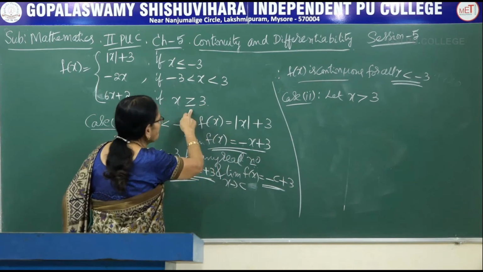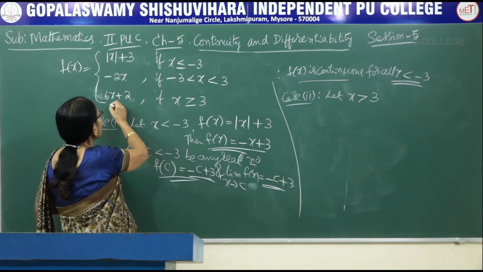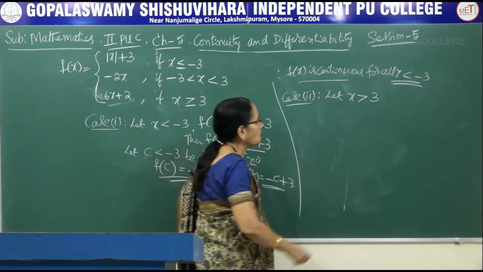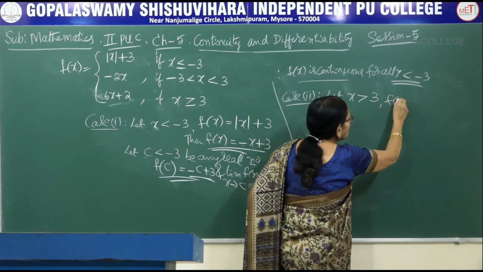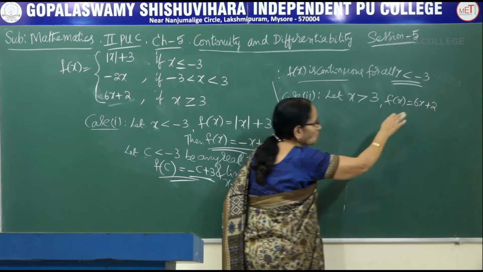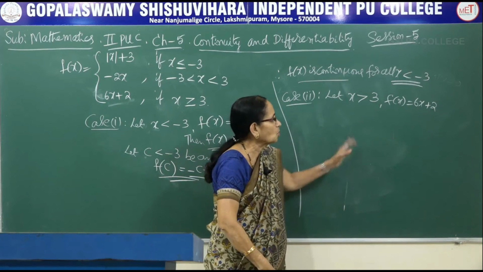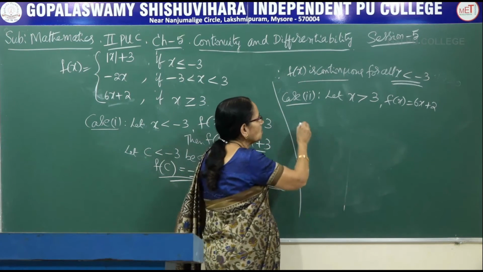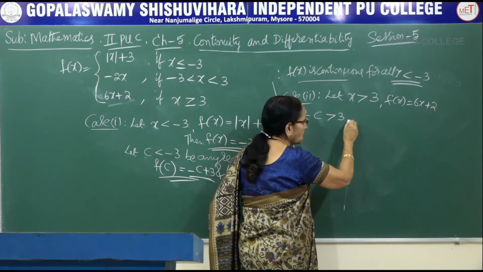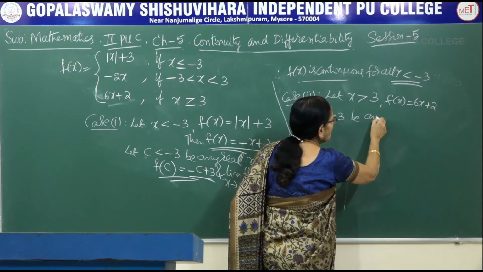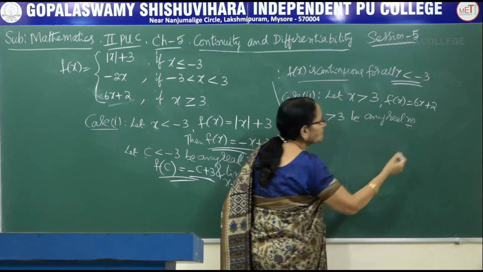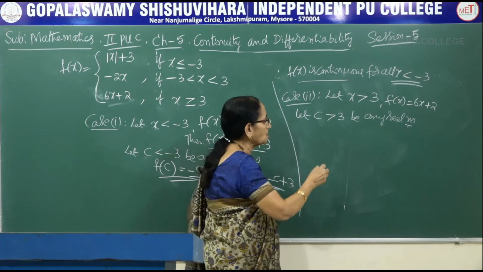For greater than, not greater than or equal to, how is the function defined here? It is 6x plus 2. Then the function is f of x equal to 6x plus 2. We don't have any modulus here, so no worry, directly you write. Now the procedure is same. Let c greater than 3 be any real number. The argument is same whenever you consider the general point.